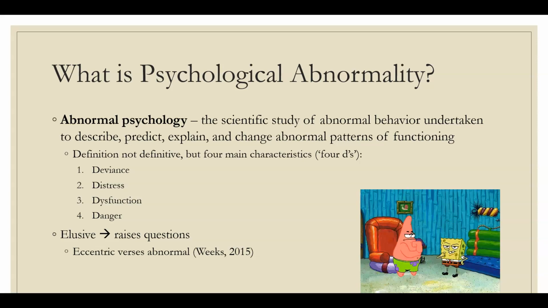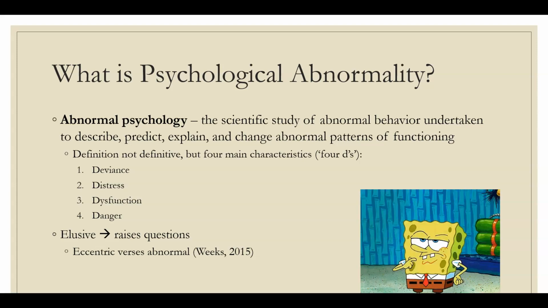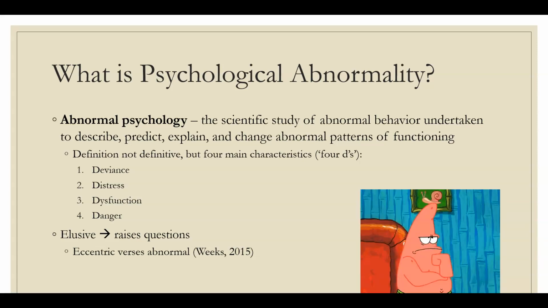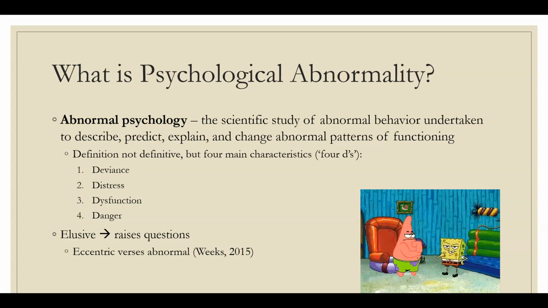So, while a set definition hasn't been explicitly agreed upon, there are factors of abnormality that most clinicians can agree on, that if these things are present, the behavior would be considered abnormal. And I'll give examples to help elucidate this. So we're going to look at 4 main characteristics. Just remember the 4 Ds: deviance, distress, dysfunction, and danger. And we're going to talk about these.